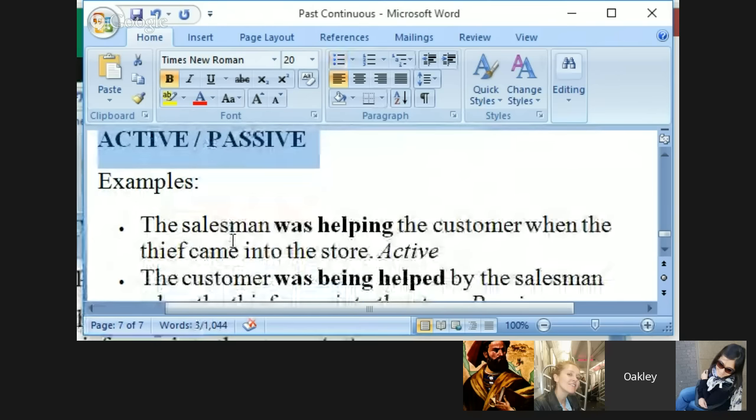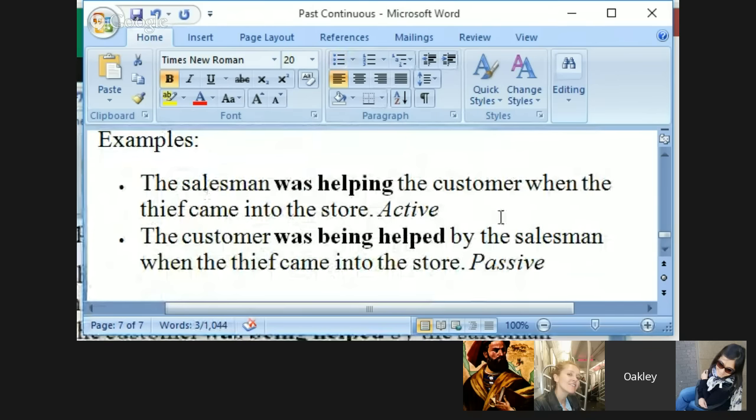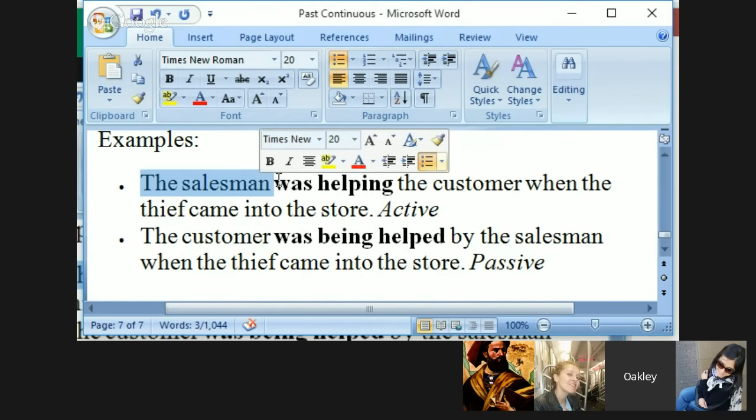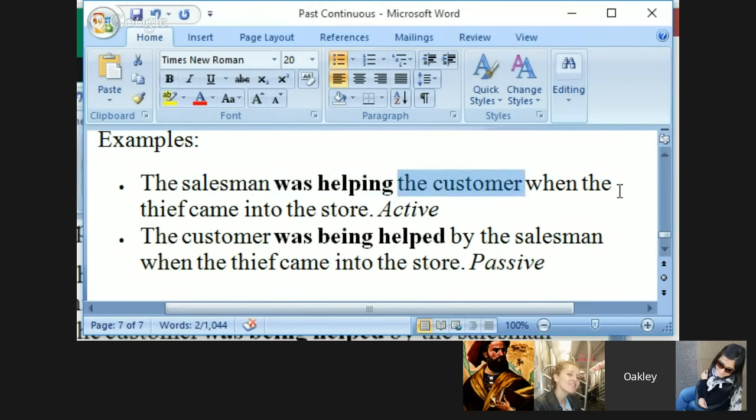All right, now the last thing we need to look at is the passive of the past continuous. We have looked at plenty of active sentences. The subject noun, the verb, the salesman, subject noun, the verb was helping, object noun, the customer, when the thief came into the store. In a passive sentence, notice that the object noun now becomes the subject noun. In a passive sentence, the action happens to the subject. So the customer was being helped by the salesman when the thief came into the store.